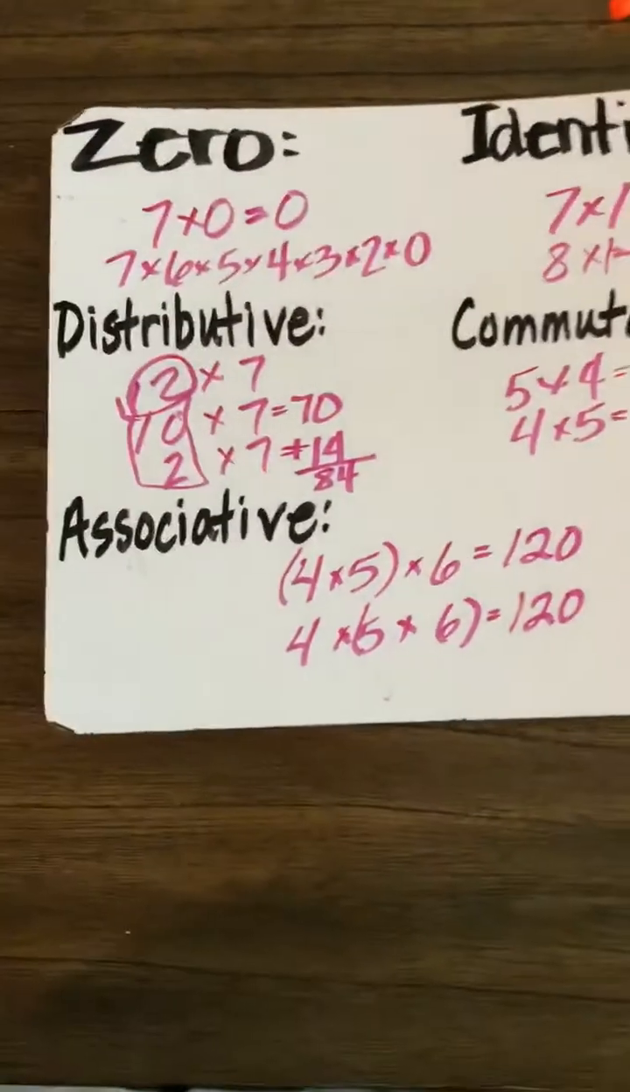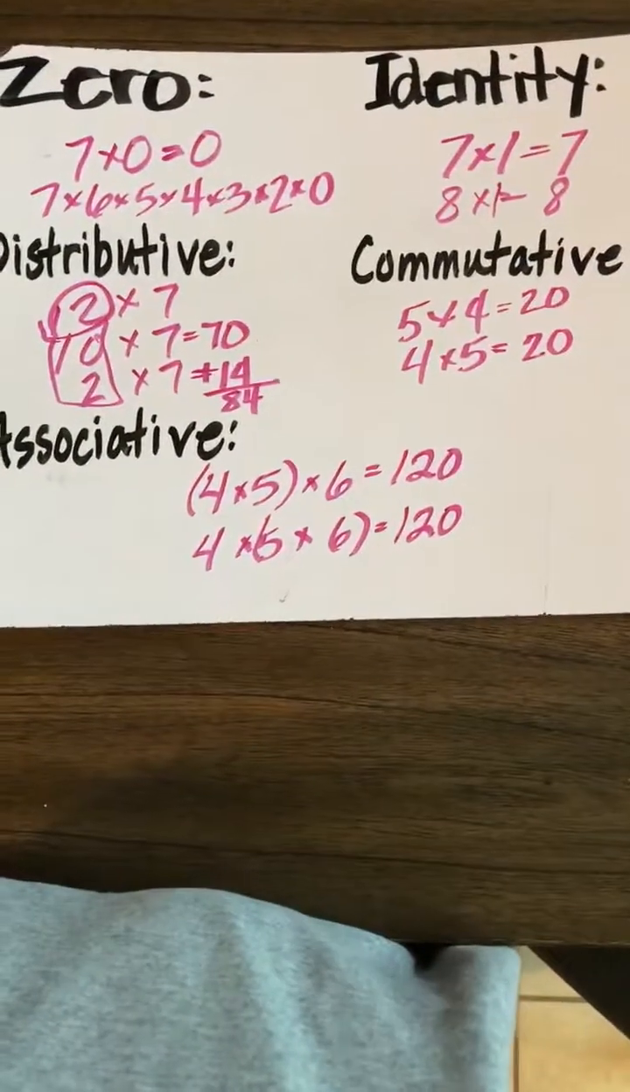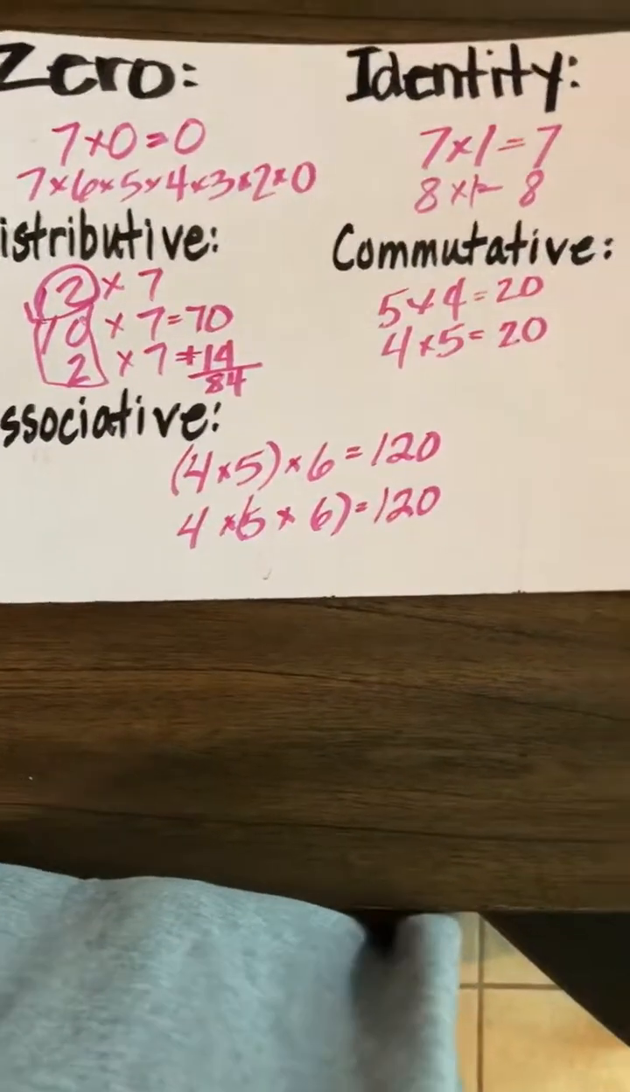So hopefully that helps some for your zero property of multiplication, your identity property of multiplication, distributive, commutative, and associative properties of multiplication.